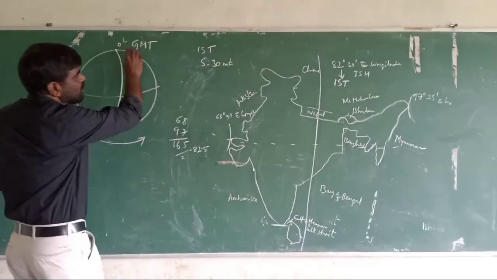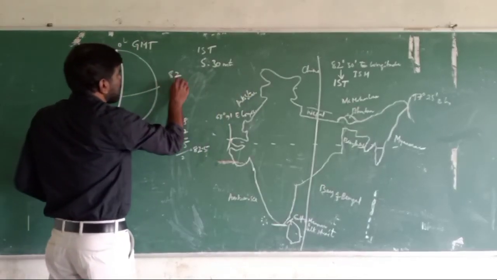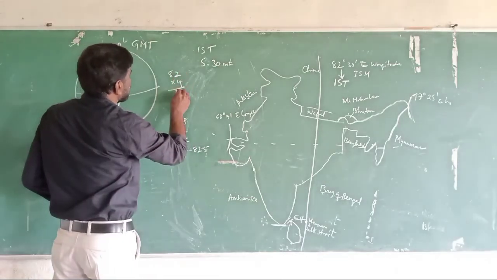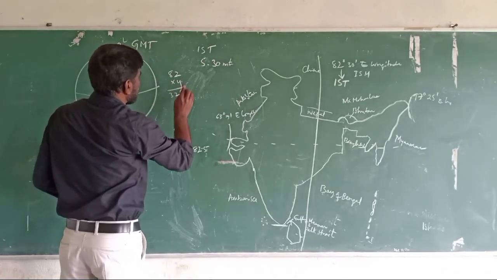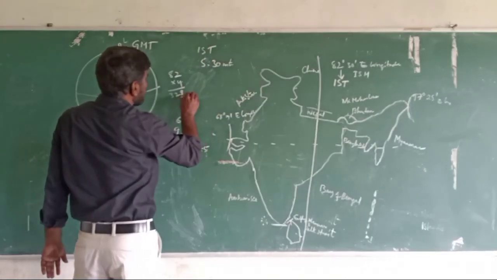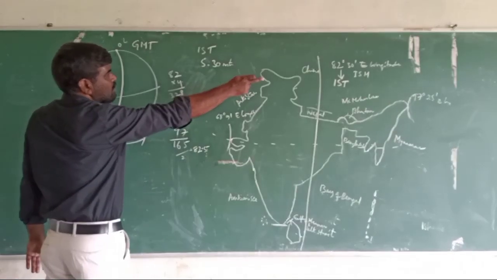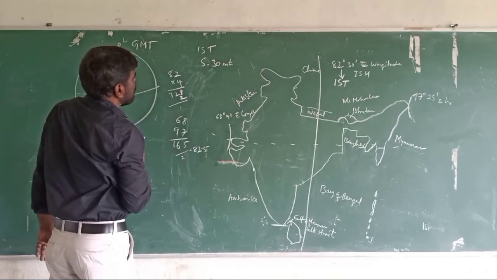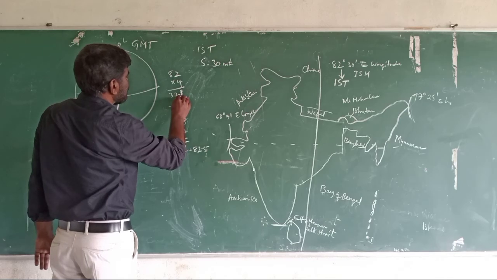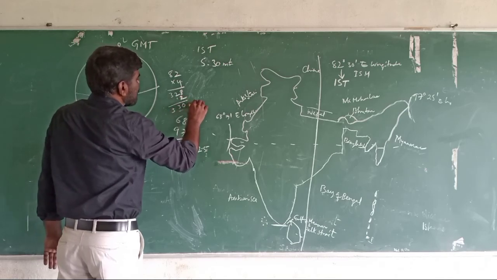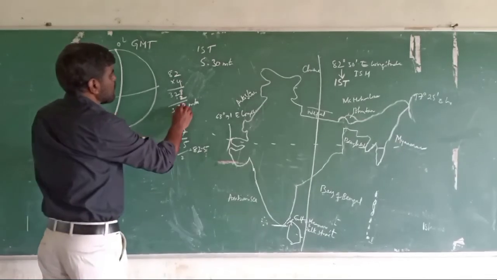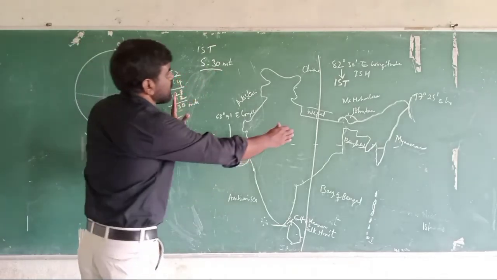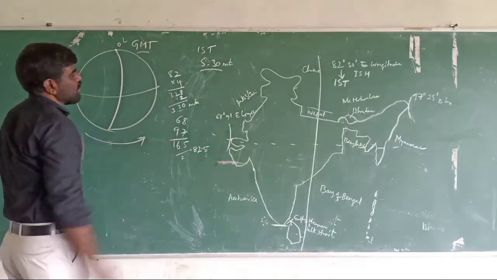Let us calculate from 0 degrees to 82 degrees. 82 into 4 minutes, 4 twos are 8, 328 minutes. And 30 minutes, that is 2 minutes, 330 minutes. Convert into hours, that is 5 sixes are 30, and 30 minutes. 5 hours 30 minutes. We are ahead of Greenwich Mean Time.